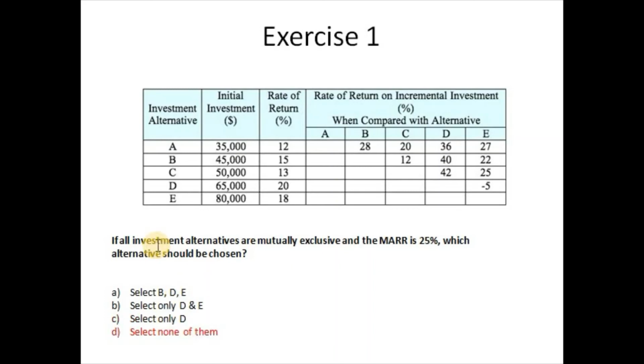Now, what if I tell you that these are still mutually exclusive alternatives, but the MAR is 25%? Which alternative should be chosen? We agreed that the very first step is always to compare the IRR of the alternatives to the MAR. It's 25%, so this one is less than 25. This one and this one and this one, all of them have a rate of return less than the MAR. So I will not choose any. Right away, all of these values will be excluded from the beginning. There's no need to go to this part of the table and do an incremental analysis because I'm going to select none of them.